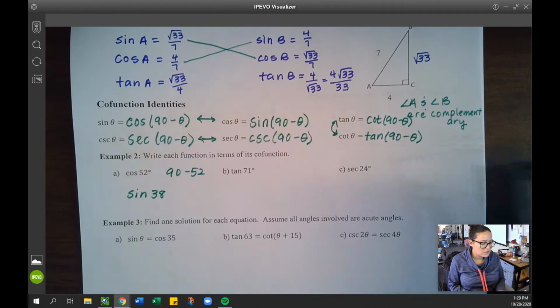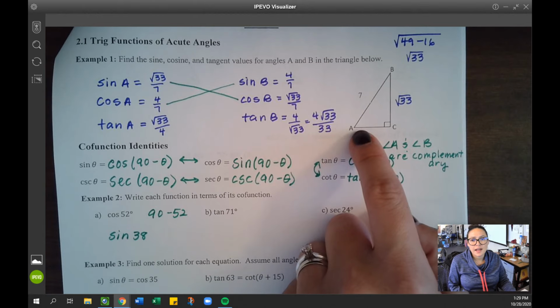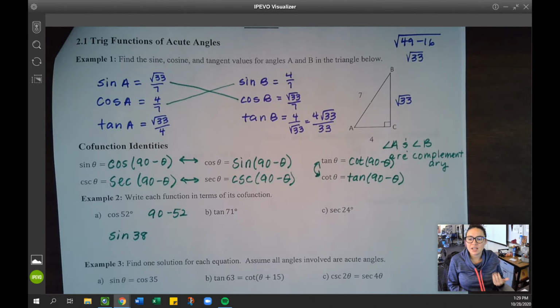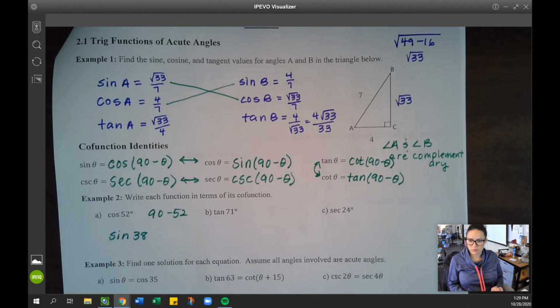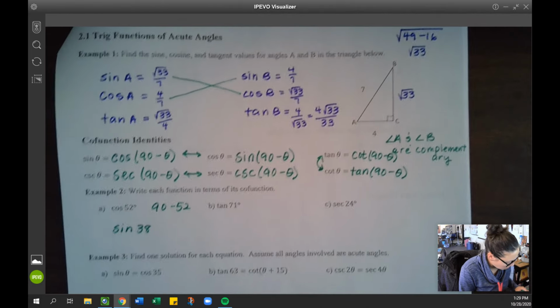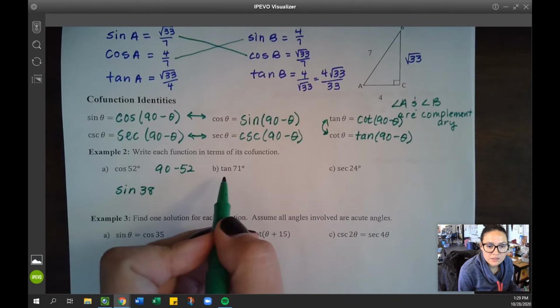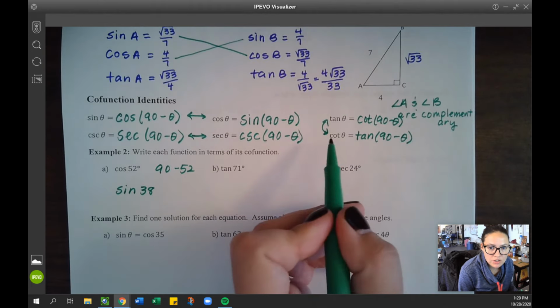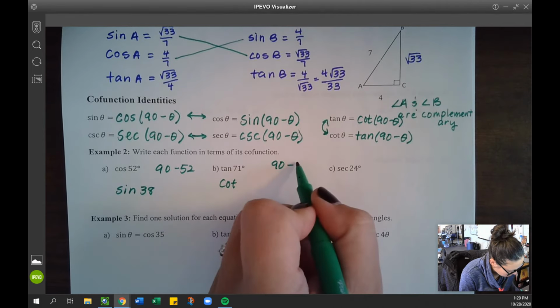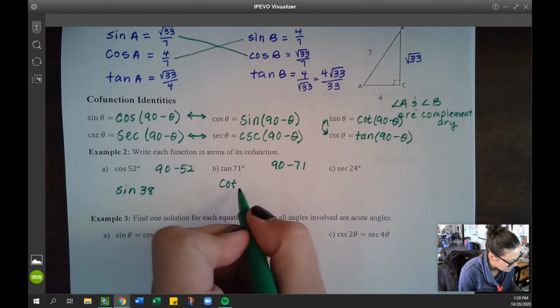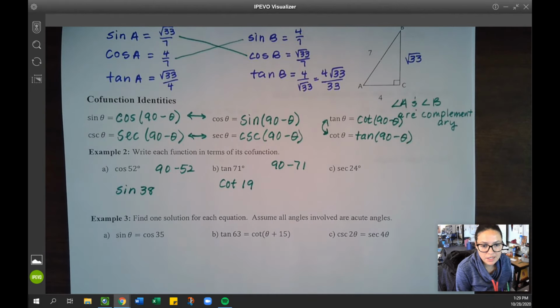And this goes back to our original triangle up here. Imagine that angle A was 52 degrees. That would mean angle B has to be 38 degrees. And we know that the sine and cosine of those angles are equal to each other. All right, let's try part B. Tangent 71. Well, what's the cofunction? Cotangent. And I'm going to do 90 minus 71. So we have cotangent 19.